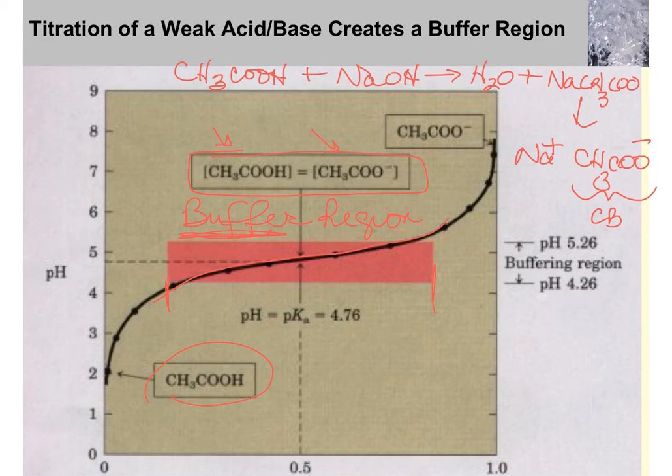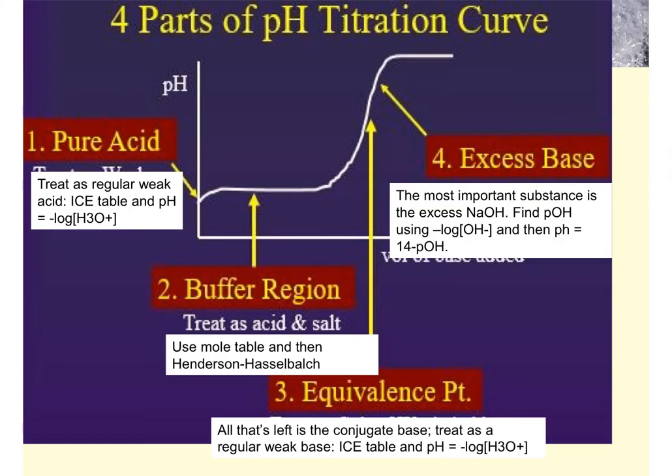So you're not going to have as steep of a jump at the equivalence point as you do for a strong acid. And it's because of that buffer. And you will see as we go through the rest of this lecture that because we've created a buffer in the middle of titrating a weak acid or weak base, we're also going to use the Henderson-Hasselbalch equation to figure out the pH when titrating a weak acid or weak base. Here are the different regions of a titration curve for a weak acid or weak base that we'll be doing calculations for.